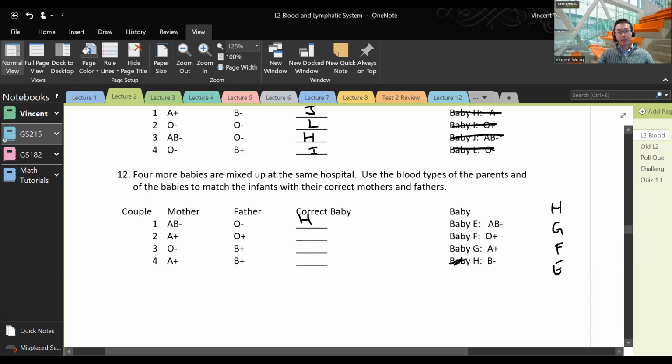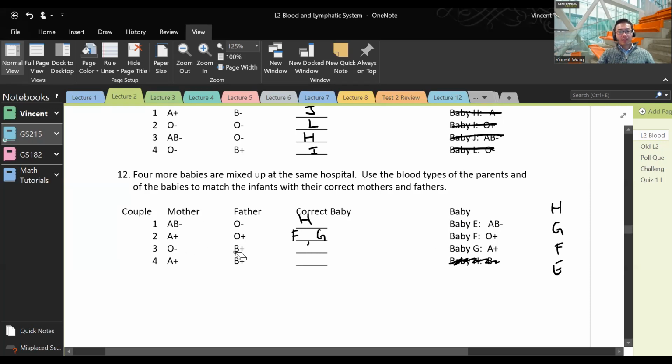Okay, H is gone. Next one, A positive and O positive. If you're O positive, you cannot take the AB. Can O positive be your baby? Yeah, could be. If the mother is IA small i, it's possible this is your baby. Can A positive be your baby? Yeah, that's possible as well. So right now we don't know. We're going to put F or G. We do not know for certain yet. We know it's not the first one, but it could be the second or the third.